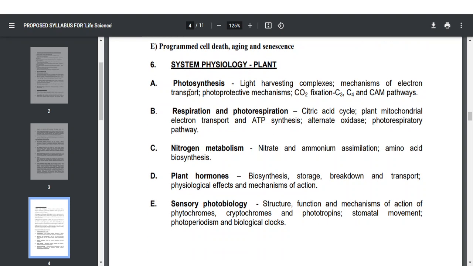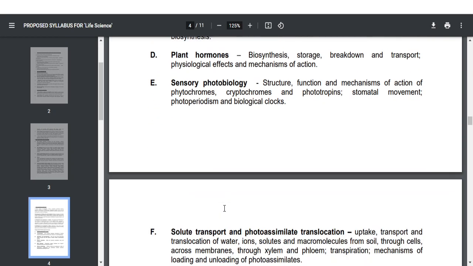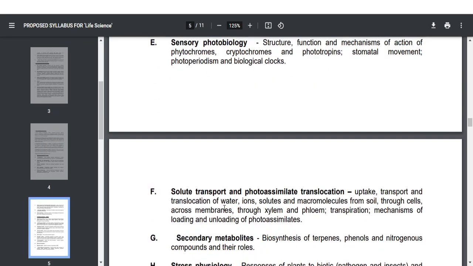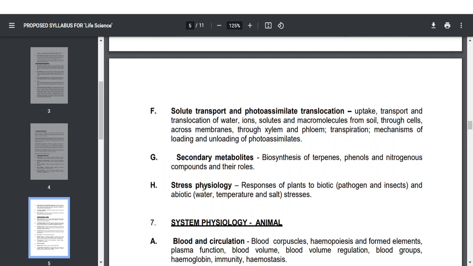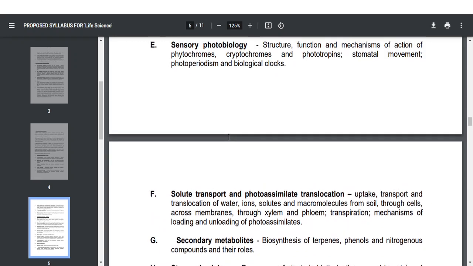Okay, so next, for plant system physiology, Taiz is an important book, and recently they released the 6th edition, I think, because I'm taking notes only from that 6th edition. So if you want, you can download the recent edition of the Taiz book. It includes photosynthesis reactions, respiration and photorespiration, nitrogen metabolism, plant hormones, sensory photobiology, solute transfer and photoassimilate translocation, and secondary metabolites and stress physiology. Secondary metabolite is very important, and EC also, stress physiology is very important.